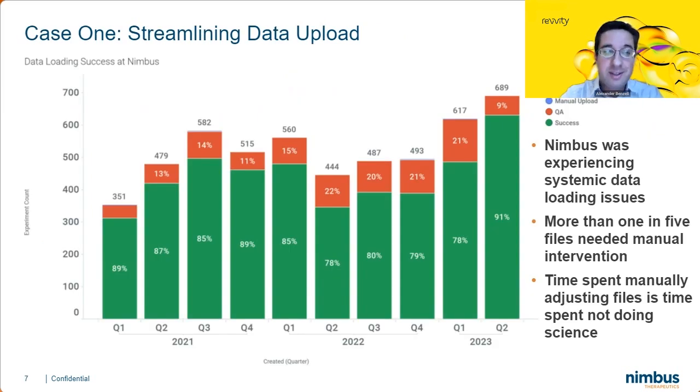In our first case, we look at just data upload as a whole. This is something that happened a bit last year. We were having a systemic issue with being able to load data. On the charts here, we see how many data files we had to load per quarter. Green means it was a success and able to load without an issue. Red means that there was QA: there had to be manual intervention to get data to load. And when there's manual intervention, that means we have scientists who aren't doing science.